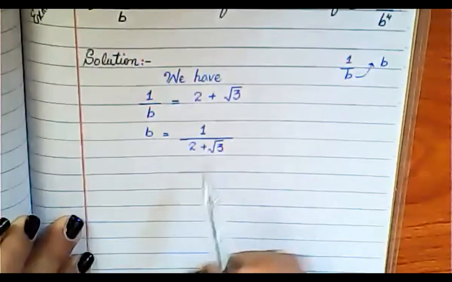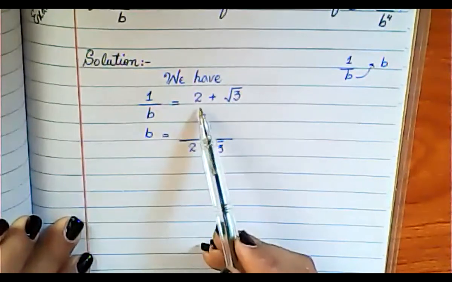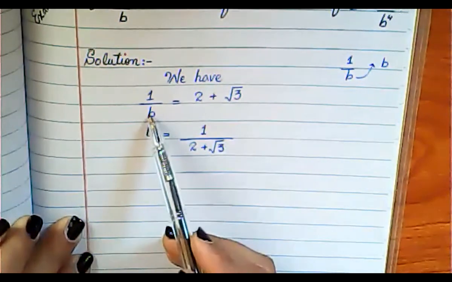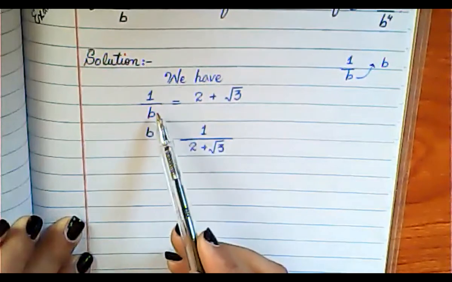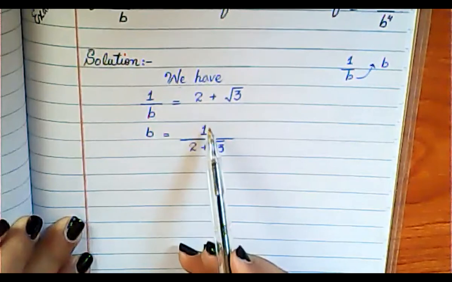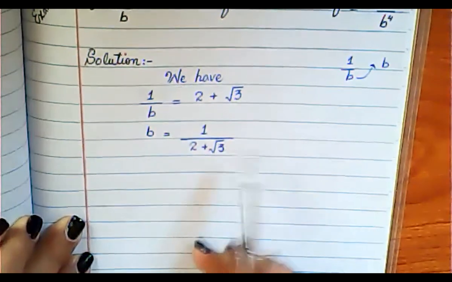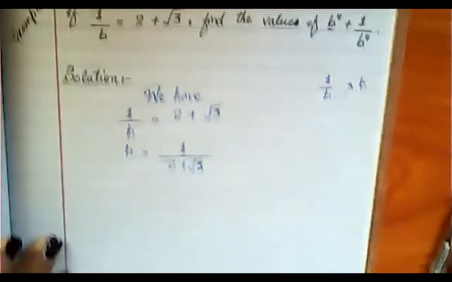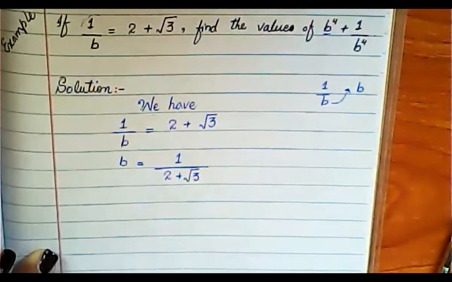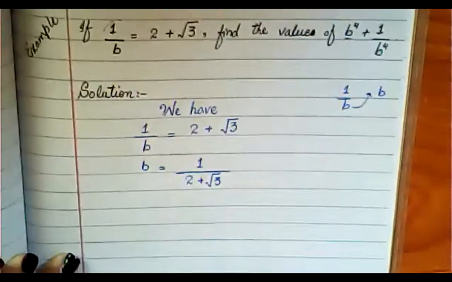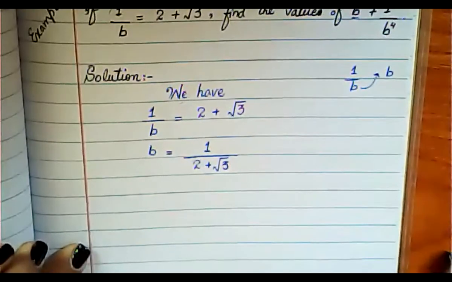What you have done here is, 1 upon b is equal to 2 plus under root 3, and b is not given to you. So you take the reciprocal of this whole term. When you take the reciprocal, it becomes b, and the reciprocal of this becomes 1 upon 2 plus under root 3. Now, very clear and easy. Why is it clear and easy?